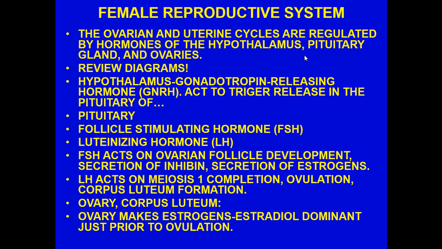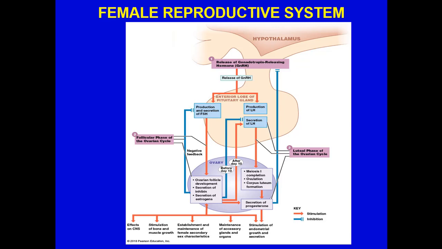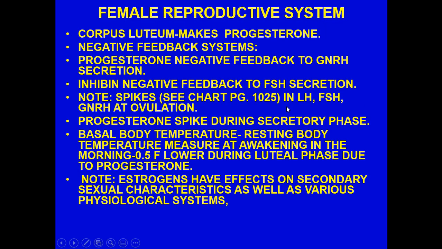Now, when we get to the ovary and the corpus luteum, this is where we get into some other hormones produced. The ovary makes estrogens. Estradiol happens to be the dominant type of estrogen that's produced just prior to ovulation. And you can see all of this here, but let me jump ahead and come back. The corpus luteum, though, turns around and starts making progesterone.